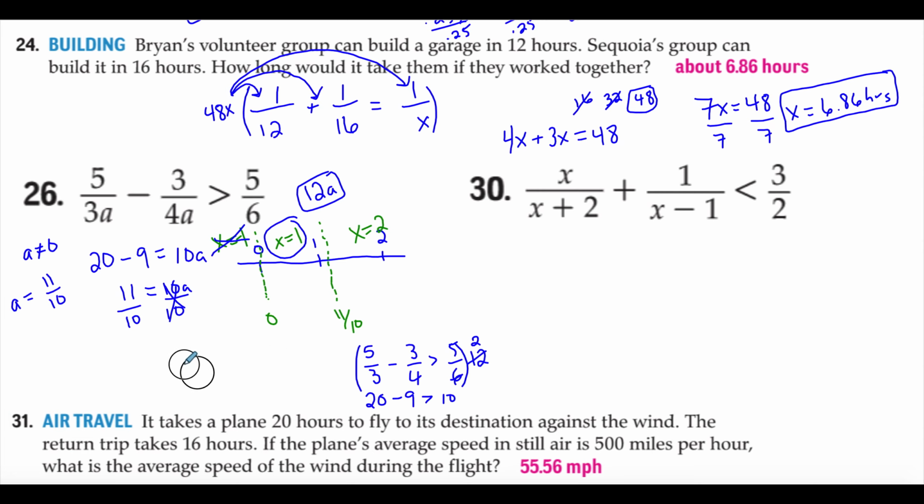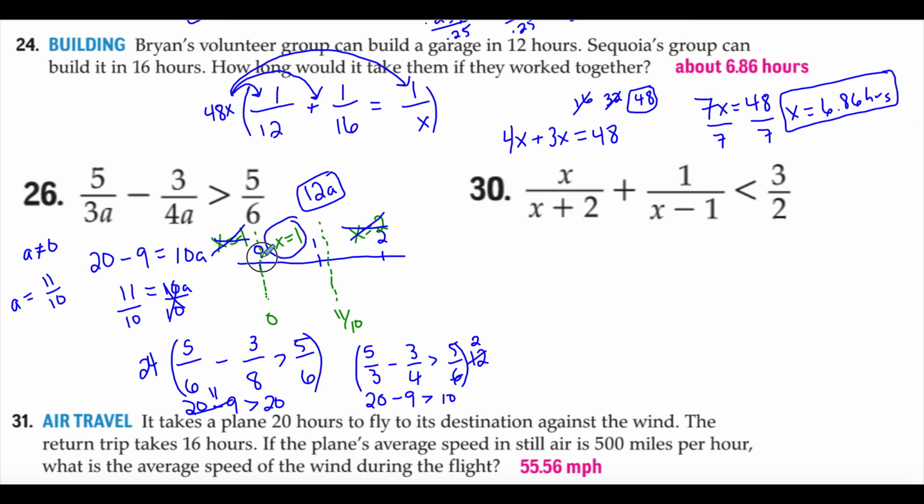Plugging in a 2, so we have 5 over 6 minus 3 over 8 is greater than 5 over 6. Okay, so here we're going to multiply through by a 24, if you want to do it this way. So 24 and 6 cross cancel to a 4. That gets me to a 20. 24 and 8 cross cancel to a 3, which gets me to a 9. 24 and 6 cross cancel to a 4 times 5 is 20. So 20 minus 9, that's 11. Is 11 greater than 20? No, it's not. That's out.